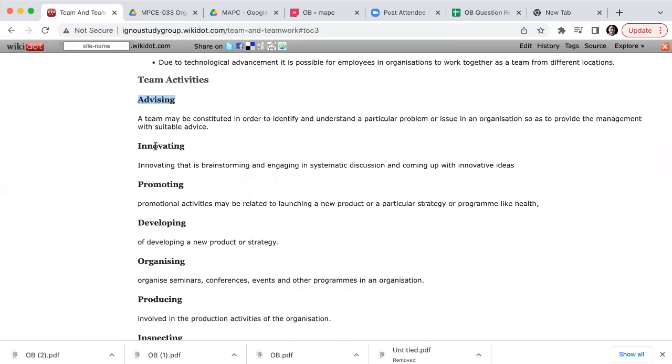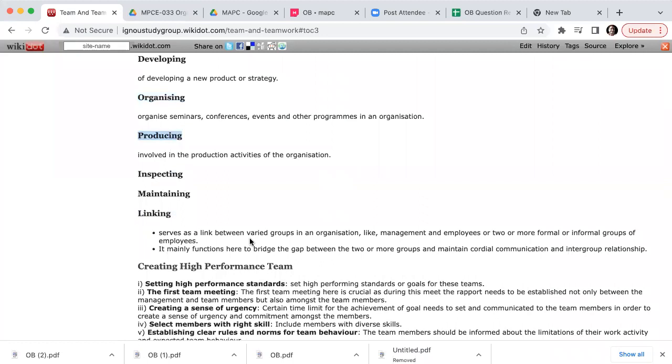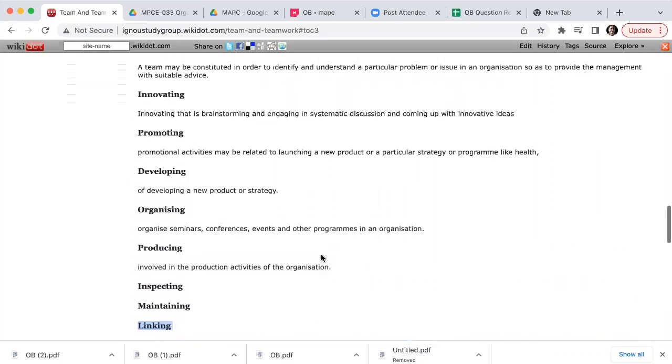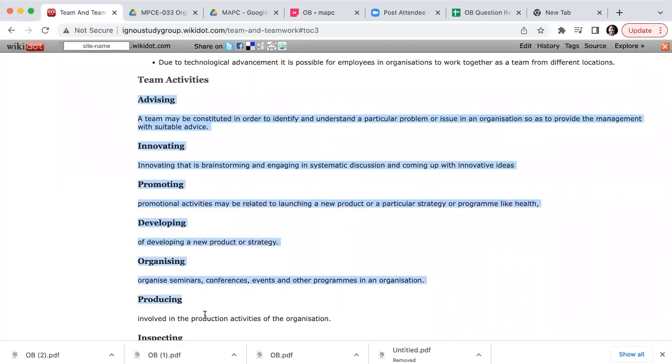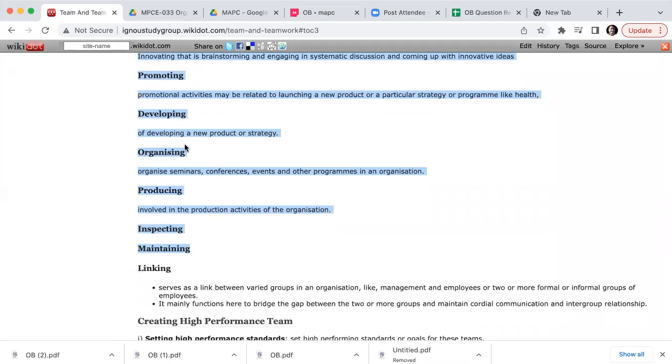Innovating, they can innovate together. They might be a team to promote a particular product, they might be a team to develop something, right? Or a team that could organize, a team that could be producing certain things, a team that is formed for inspecting, a team that is formed for maintaining, right? A team that is formed for linking. This is probably the only section which I would say might require any explanation. These others are very evident. So advising, innovating, promoting, developing, organizing, producing, inspecting, maintaining.